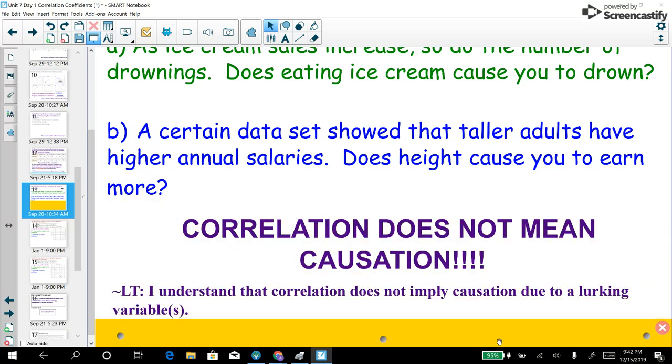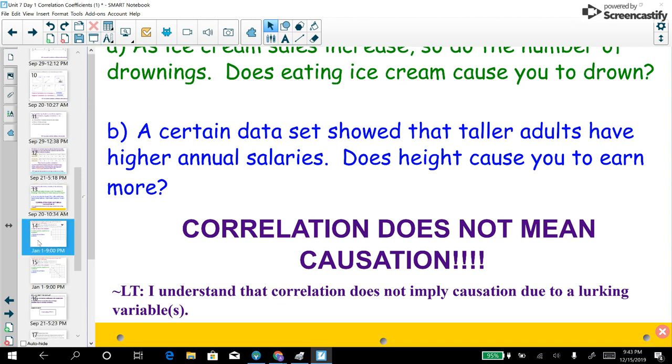What you need to know here, though, is that correlation does not mean causation. Just because there's a correlation doesn't mean that one thing causes the other. We don't have the math skills in our class to be able to determine this. That'll be something that you'll look at in a higher level math class.